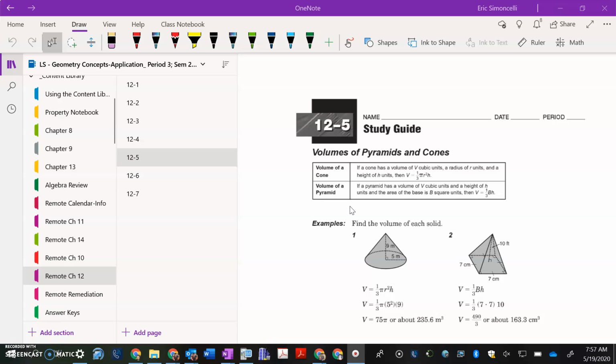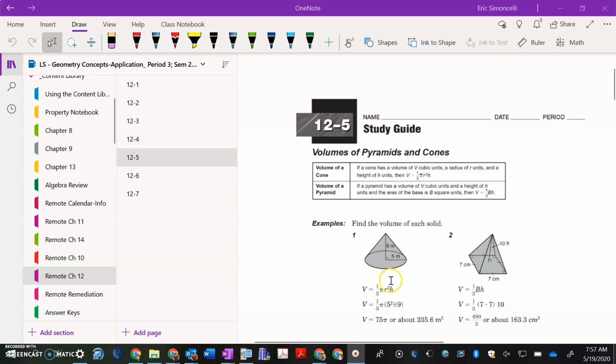Volume of a pyramid. If a pyramid has a volume of V cubic units and a height of H units, and the area of the base is B square units, then volume V equals 1/3 capital B times H. In the examples that follow, find the volume of each solid.